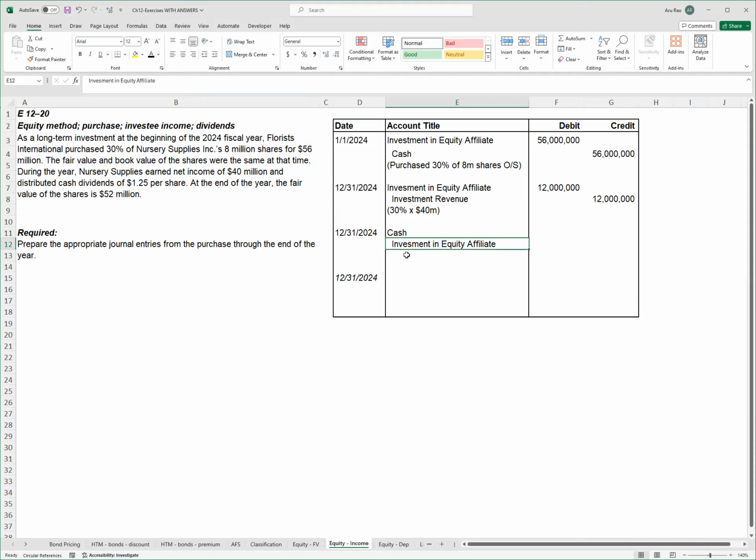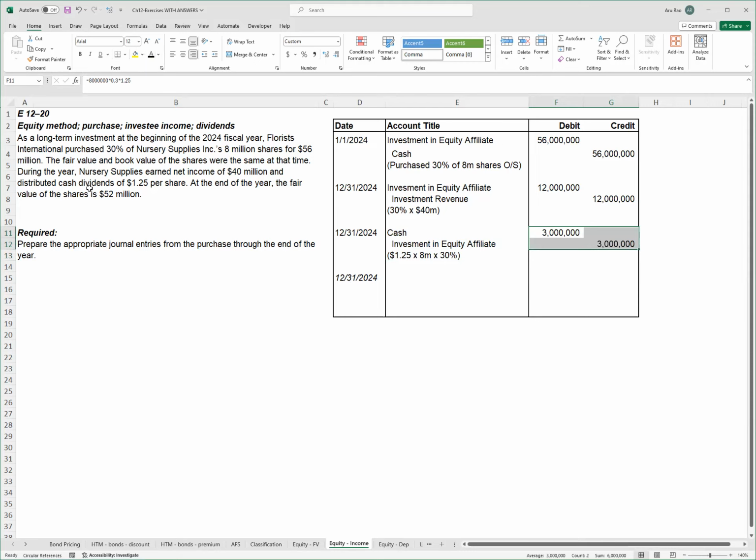How much did I get? Let's see what my proportionate share is. They gave $1.25 to 8 million shareholders. I own 30% of those stocks. So that's how much I'm getting in cash. That's $3 million.